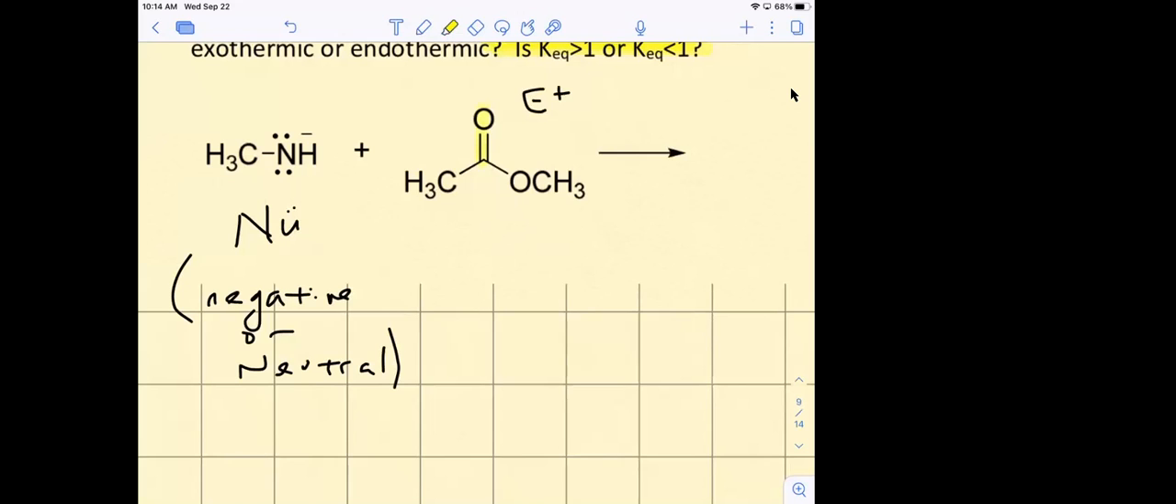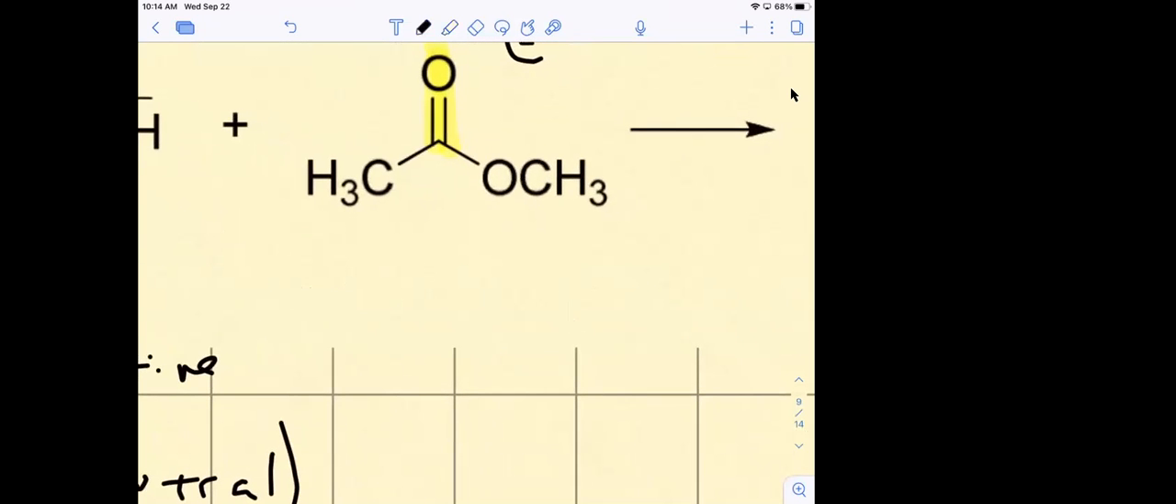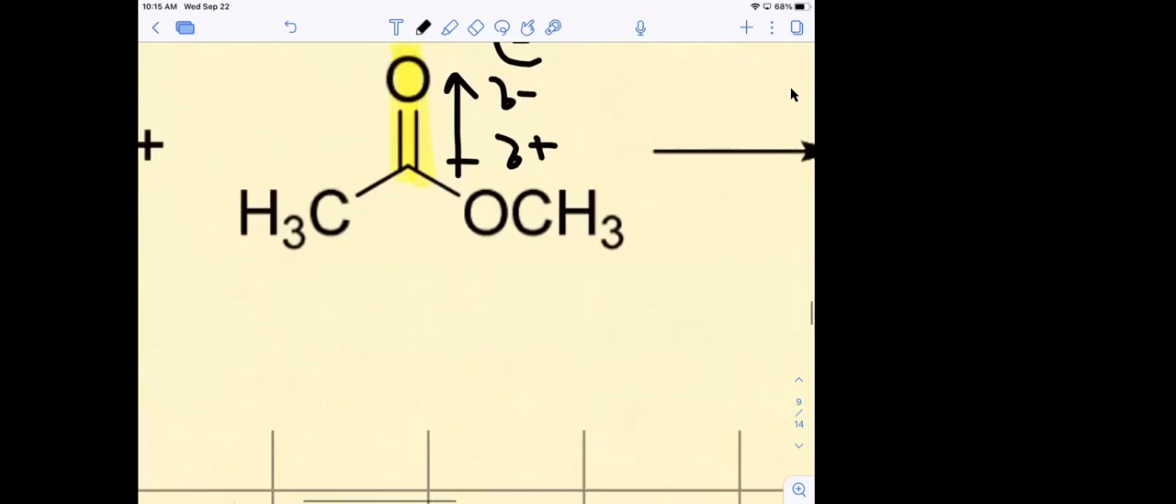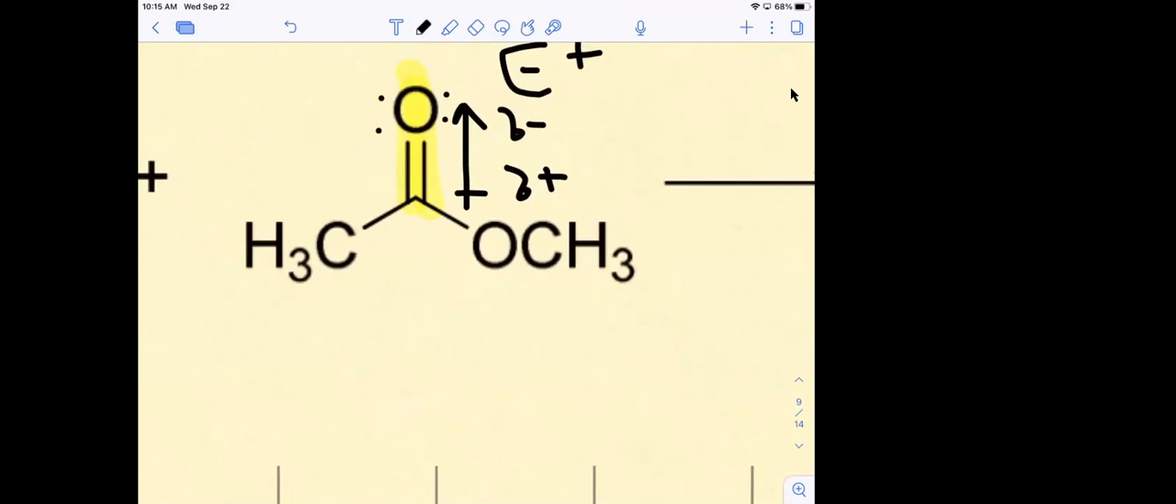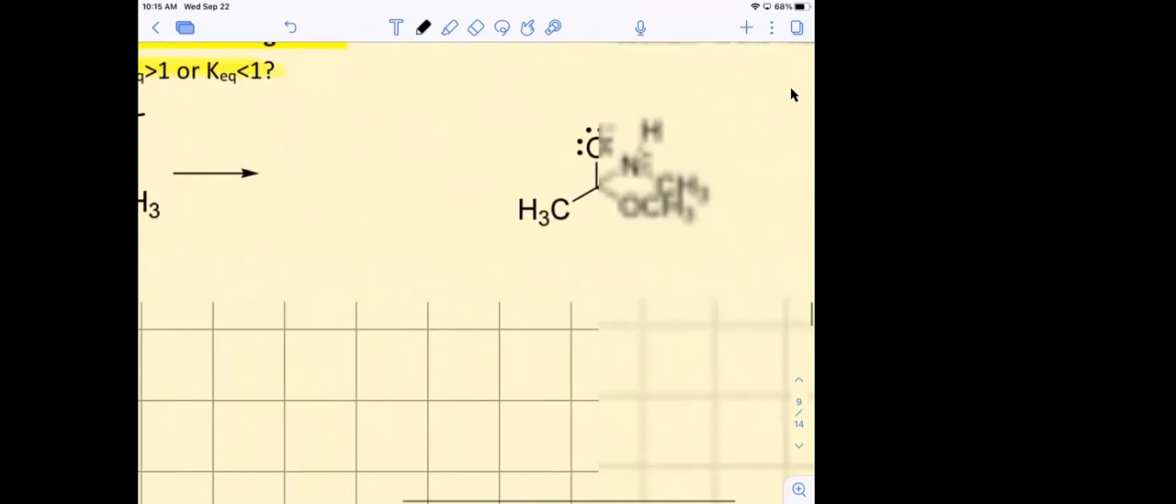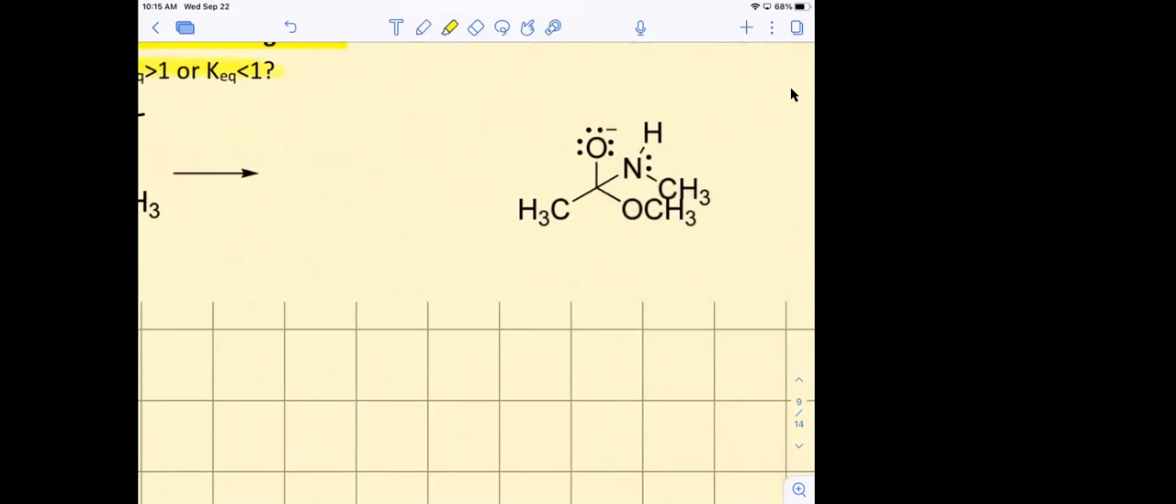And if you want to know where the electrophile is going to get attacked, look for the most polarized bond in the electrophile. In this case, it's here, because you have a huge dipole, where the carbon is partially positive and the oxygen is partially negative. And if you look in the product, you can see what happened. There's a new bond between the carbonyl carbon and nitrogen. So you can see what happened when the nucleophile attacked.